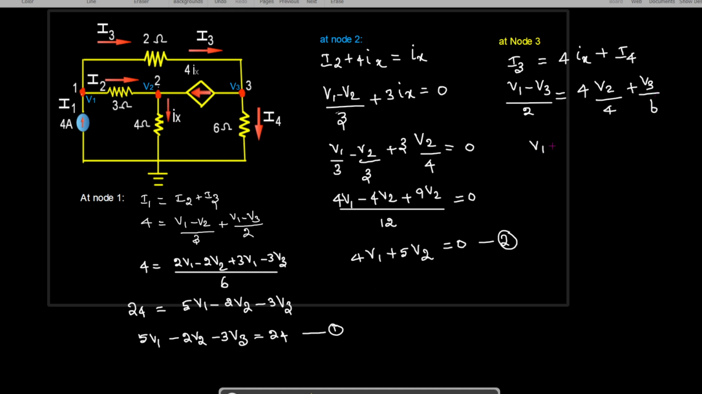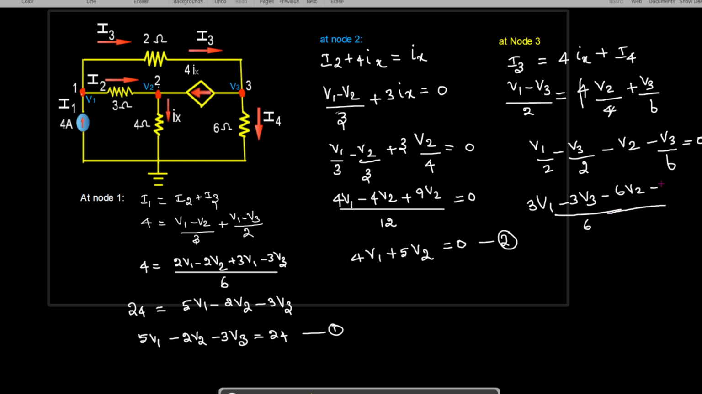So you get this as V1 by 2 minus V3 by 2. This 4 gets cancelled, right? It is minus V2 here, minus V3 by 6. I am bringing it to the left hand side, that is equal to 0. So if I take the common denominator as 6, then it is 3V1 minus 3V3 minus 6V2 minus V3, that is equal to 0.